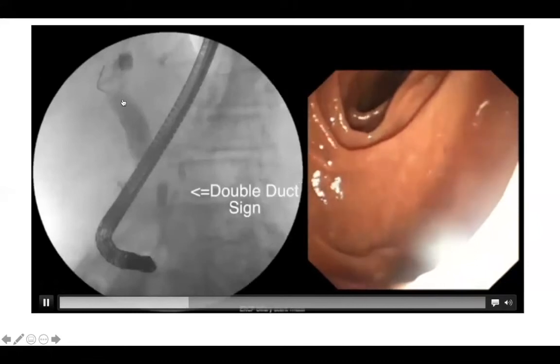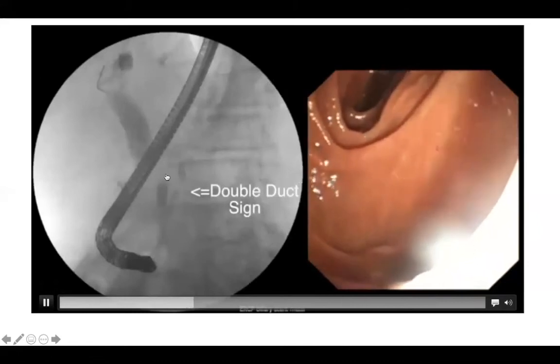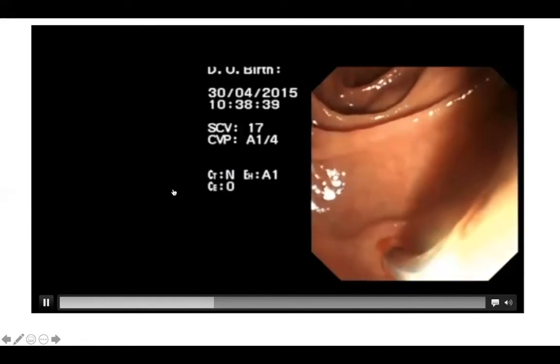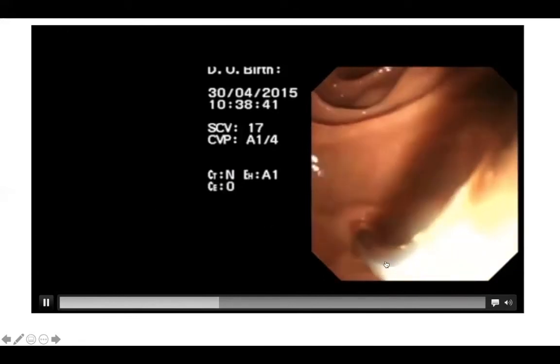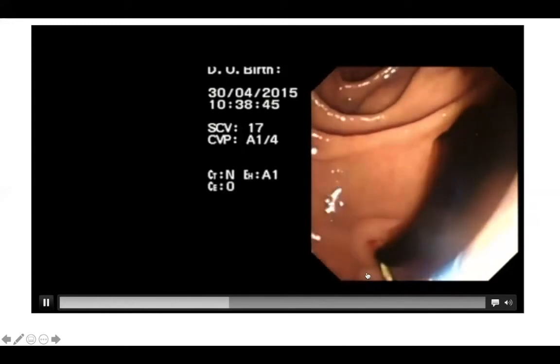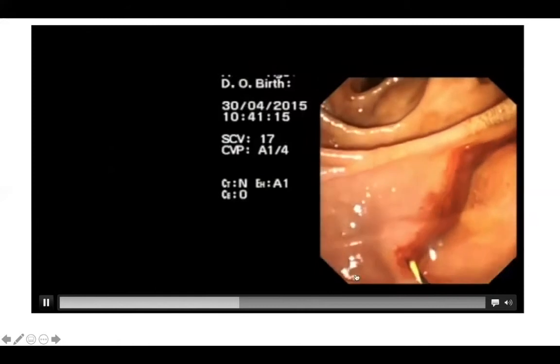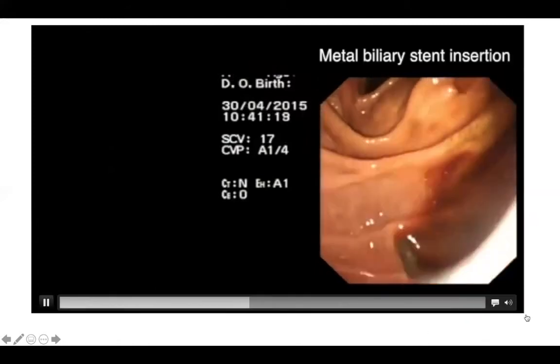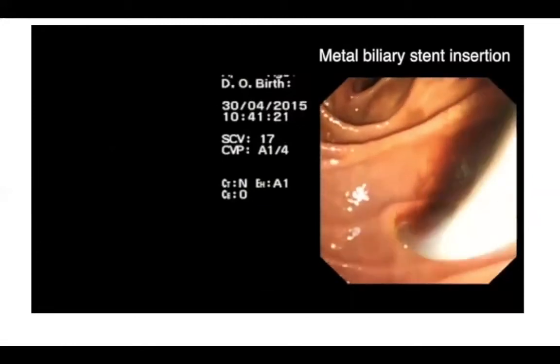As we see here, there is dilatation, and this is the level of the stricture below the shaft of the endoscope, and this is the distal end of the CBD. We will keep the guide wire inside the bile duct after measuring the length of the stricture, and then we select the proper length of the metallic stent according to the evaluation and measurement.